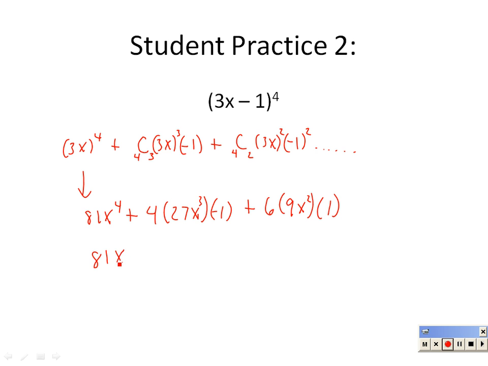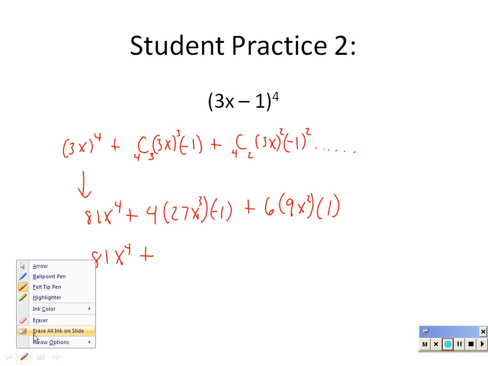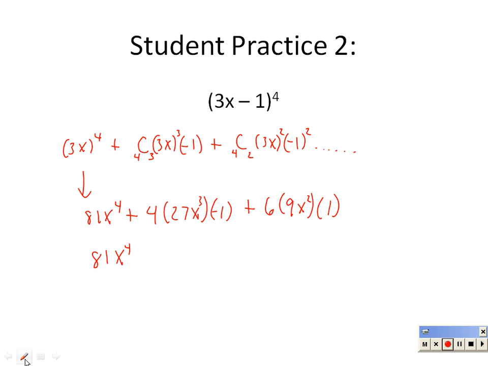So 81x to the fourth plus, let me get my calculator here, 4 times 27 is 108. But we have a negative 1, so it's actually going to become a negative 108, right? So let me get rid of that plus, and we're going to change it to a negative 108x to the third. And then finally we have 6 times 9, which is 54, times 1 is 54. Notice how this one stays positive because the 1 was positive. So those are the first 3 terms of this binomial expansion.